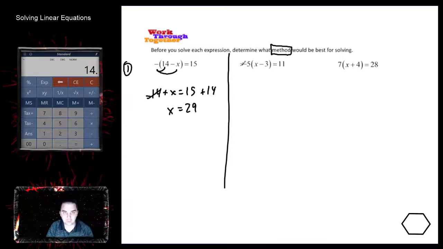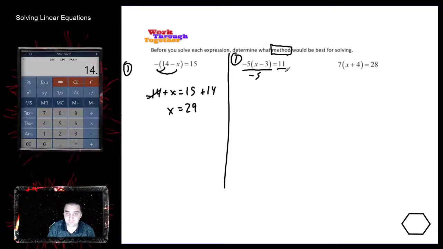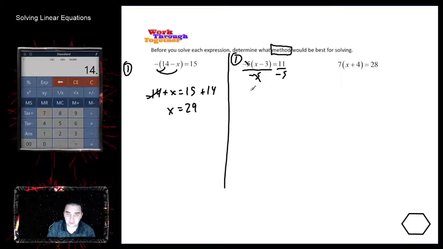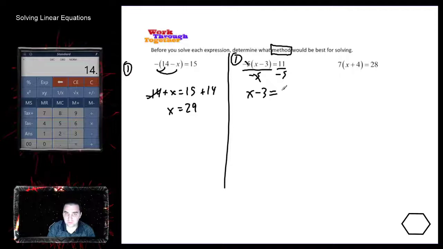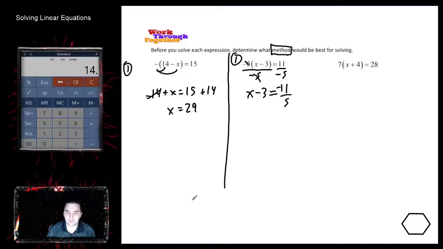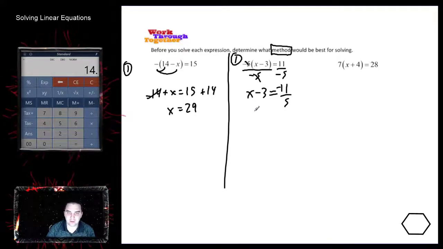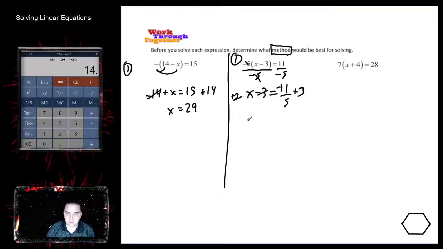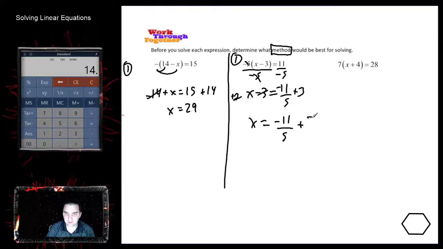So I'm not going to distribute. I'm going to go back to number 1, which is divide by negative 5 on both sides. This is gone. And I have x minus 3 is equal to negative 11 over 5. Oh, now I feel stupid. See, it's going to still have an answer because I can just do plus 3, and it's going to be x is equal to minus 11 over 5 plus 3.